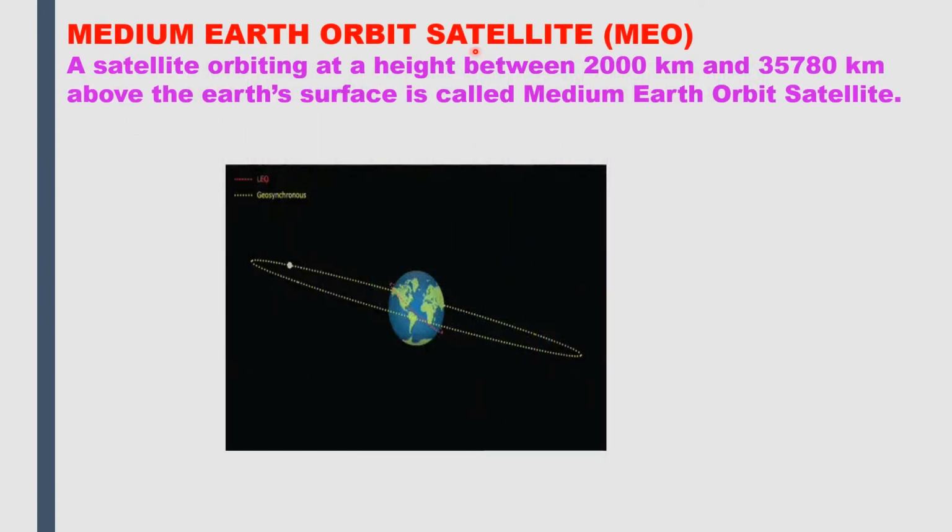Medium Earth orbit satellite, MEO. The region in space between the low Earth orbit and the geostationary orbit, that is the high Earth orbit, is called the medium Earth orbit, and a satellite orbiting at a height between 2000 kilometers and 35,780 kilometers above the Earth's surface is called a medium Earth orbit satellite.